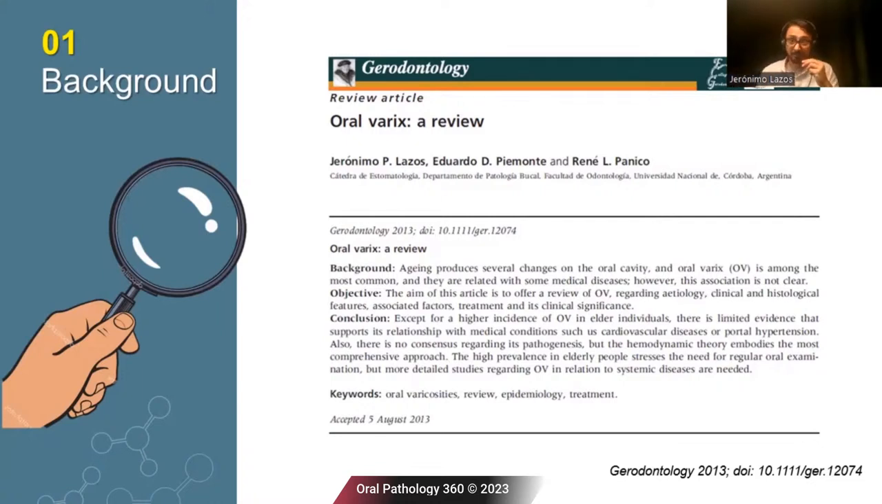Furthermore, there was a lack of consensus regarding its pathogenesis and what should and should not be considered a varix. So to say, the definition of what could be and should be considered a varix was not clear and was inconsistent among the different studies that treated and researched oral OB. So this warranted more research on the topic.